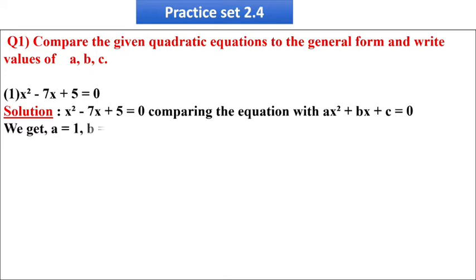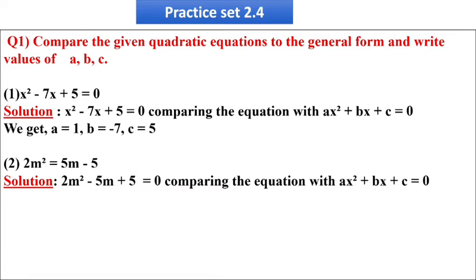Here the value of a is 1 because the x square coefficient is 1. Nothing is given means the value is 1. So what is the b value? Minus 7, and c value is 5. Now the second equation is given: 2m square equal to 5m minus 5. So 5m and minus 5 will come to the left side, and the sign will be changed. 5m becomes minus 5m, minus 5 becomes plus 5. So this equation will be compared with ax square plus bx plus c equal to 0. Here a value is 2, b value is minus 5 and c value is positive 5.